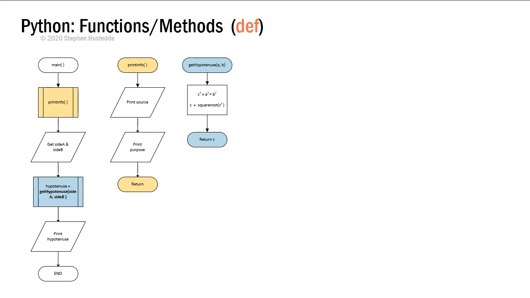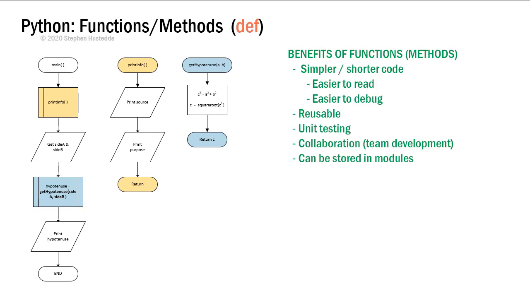Before we look at the code for this, let me talk a little about the benefits of this approach to programming. So it allows us to break our code into simpler and smaller sections. And that makes our code easier to read and easier to debug. It also makes our code reusable. I can take this method for getHypotenuse and I can use it in other programs where I want to get a hypotenuse besides my current program. It's very easy to reuse that.